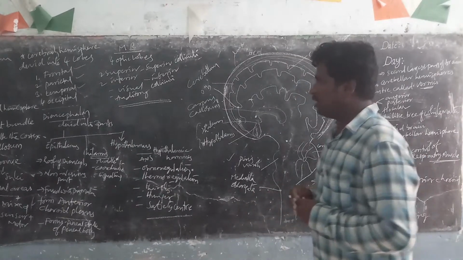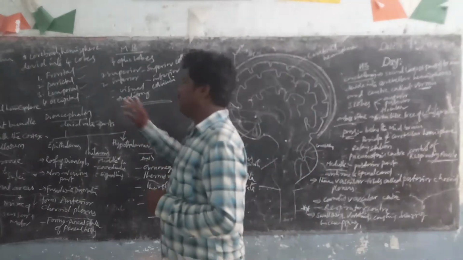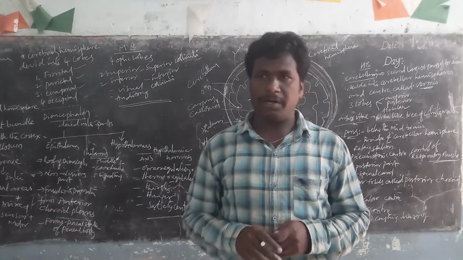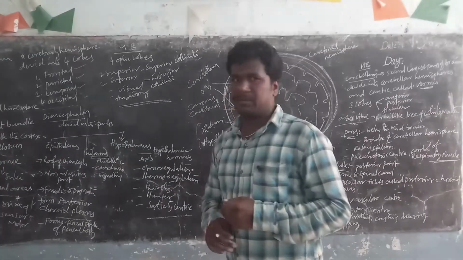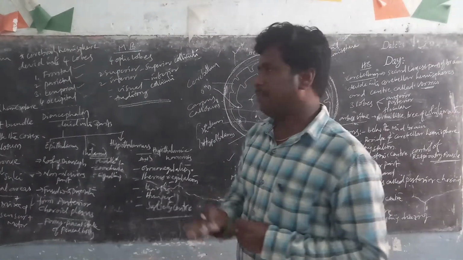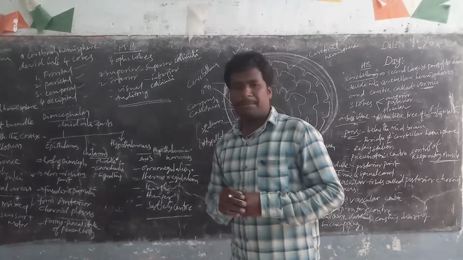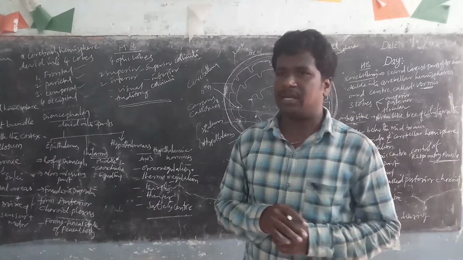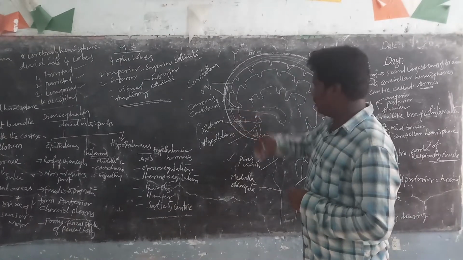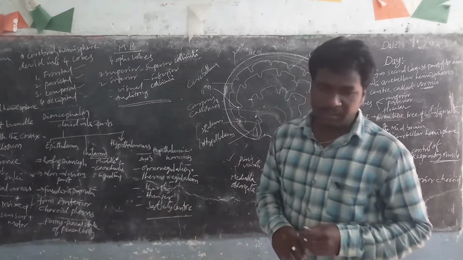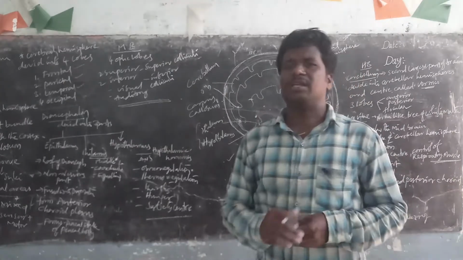Then another one is the diencephalon. The diencephalon is divided into three parts: epithalamus, thalamus, hypothalamus. The epithalamus is the roof of the diencephalon.